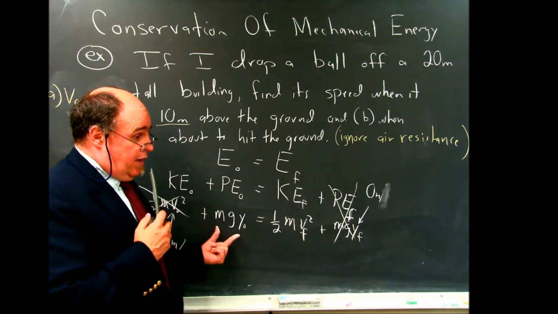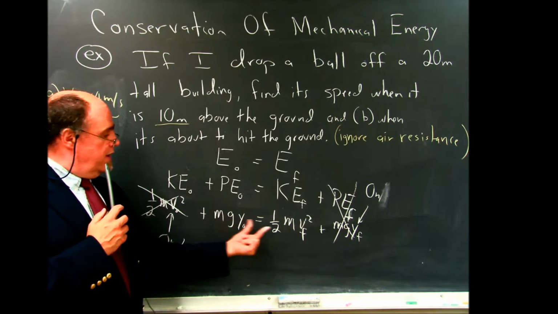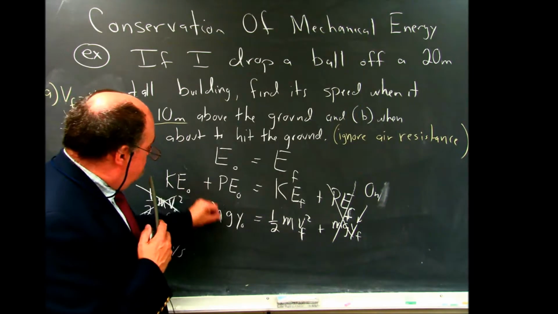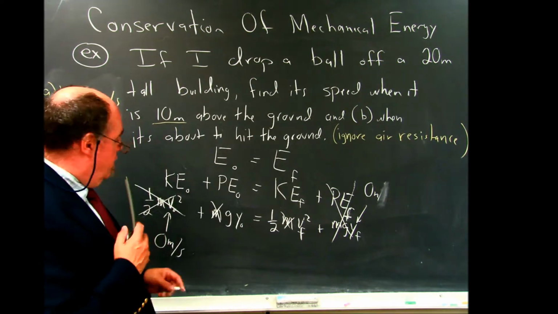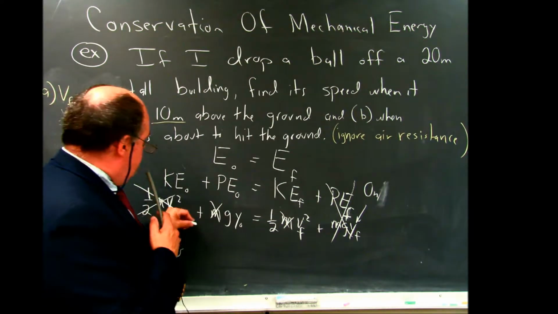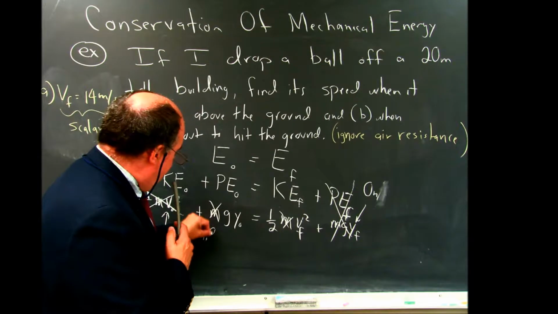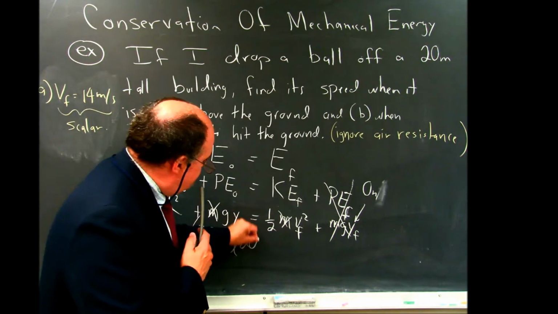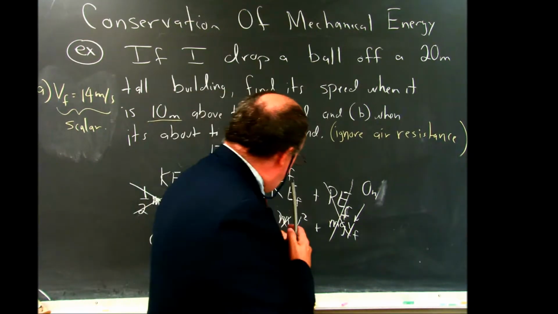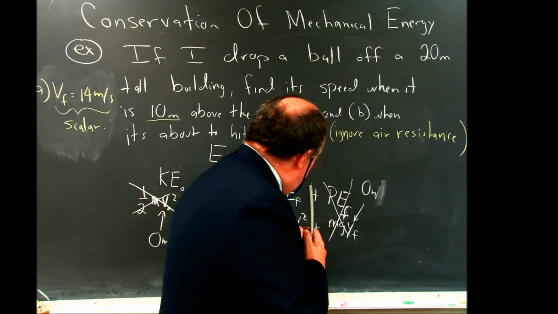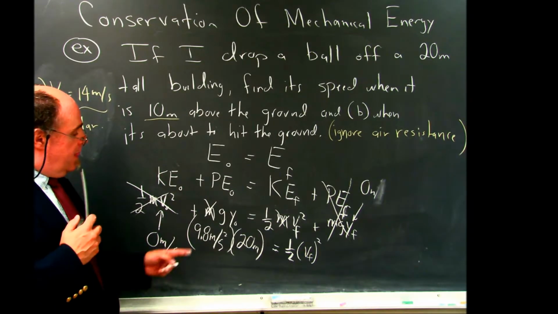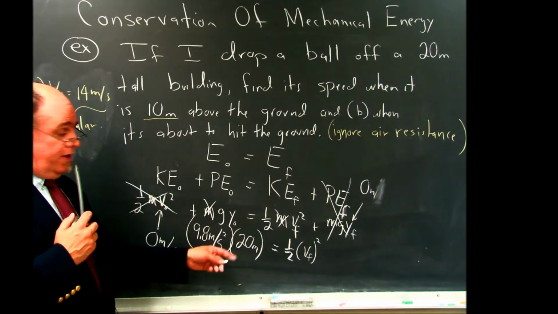So now we're looking at these two, m g y and 1/2 m v final squared. I can cancel out the m's because the m's are in every single term involved. So when I plug this in, g is 9.8, y initial is 20 meters, equals 1/2 V final squared, which you're trying to solve for. To solve for that, these two multiplied by each other is 196.